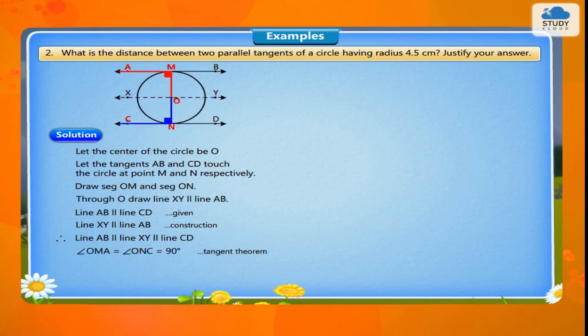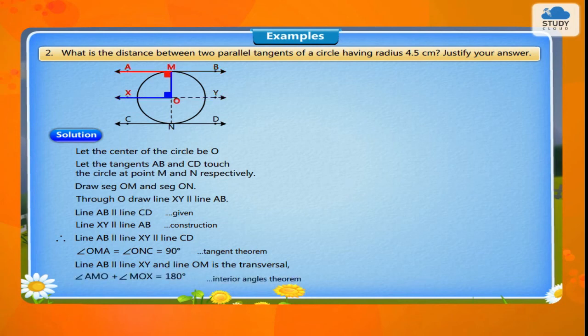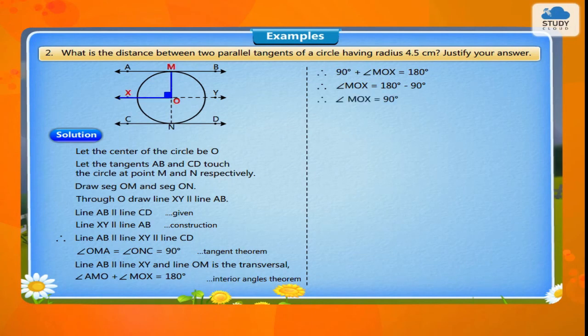Angle OMA is equal to angle ONC is equal to 90 degrees. Line AB is parallel to line XY and line OM is a transversal. Angle AMO plus angle MOX is equal to 180 degrees. Therefore, 90 degrees plus angle MOX is equal to 180 degrees. Therefore, angle MOX is equal to 180 degrees minus 90 degrees, which is 90 degrees. Similarly, angle NOX is equal to 90 degrees.